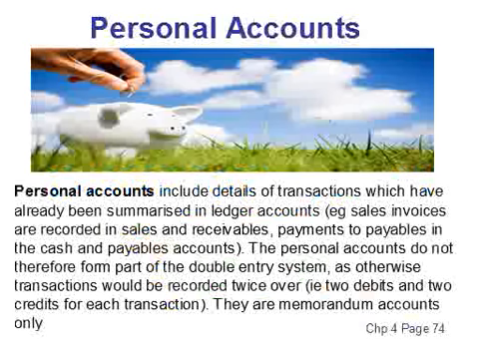Personal accounts. Personal accounts include details of transactions which have already been summarized in ledger accounts. For example, sales invoices are recorded in sales and receivables, payments to payables in the cash and payables accounts. The personal accounts do not therefore form part of the double entry system, as otherwise transactions would be recorded twice over, i.e. 2 debits and 2 credits for each transaction. They are memorandum accounts only.